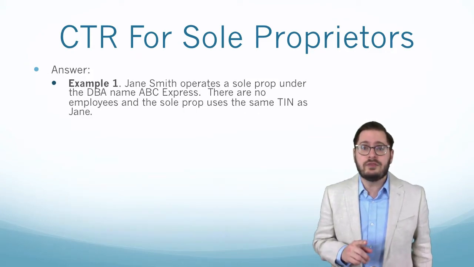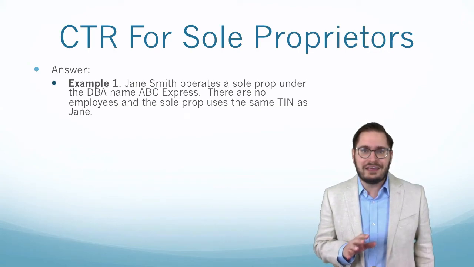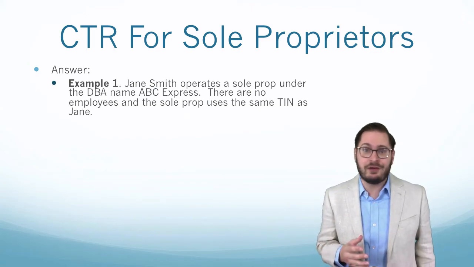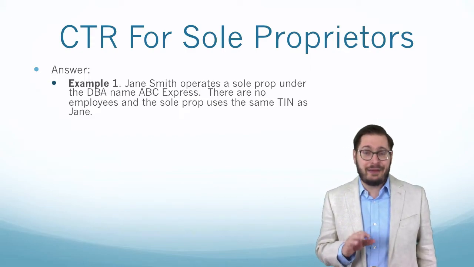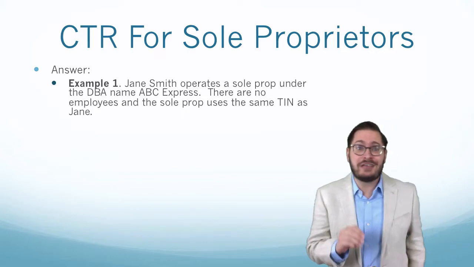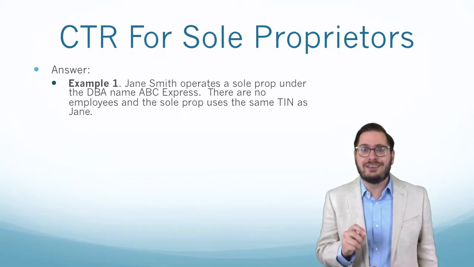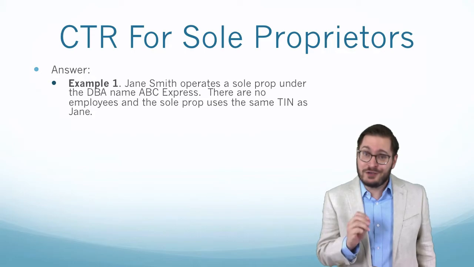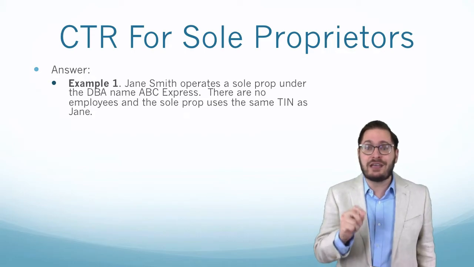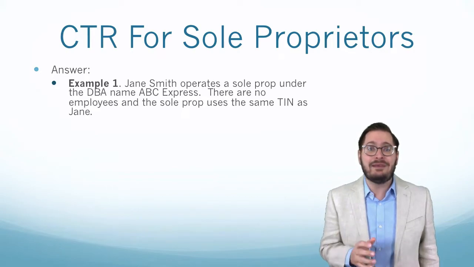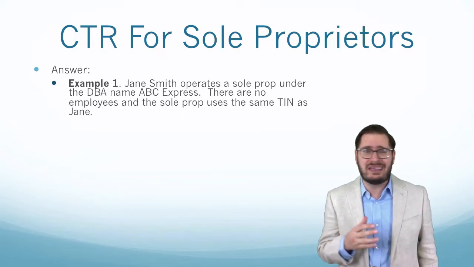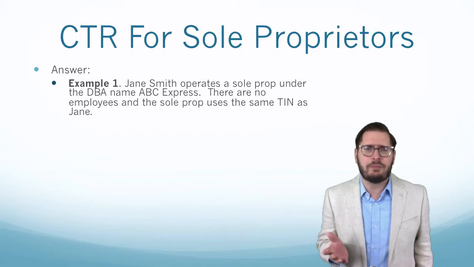Example number 1 talks about Jane Smith. I always wonder why they use Jane for the female version of John. Why don't they use Dolly or Samantha, something like that? But they use Jane Smith.